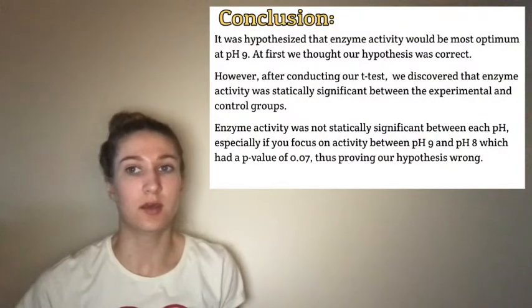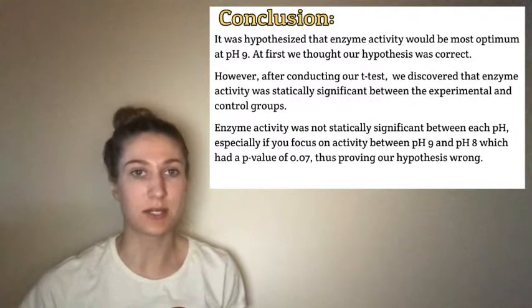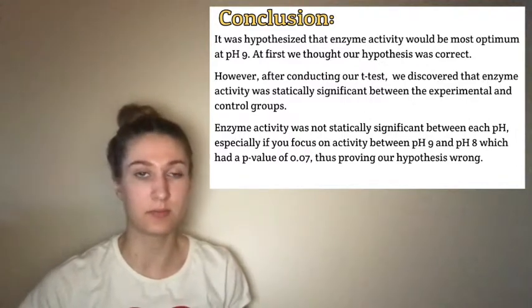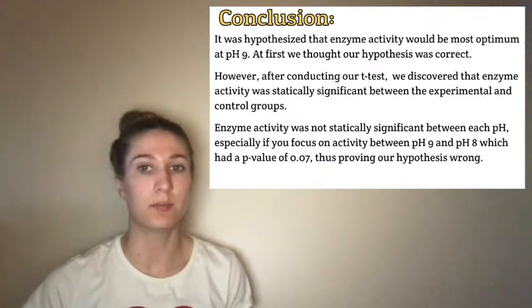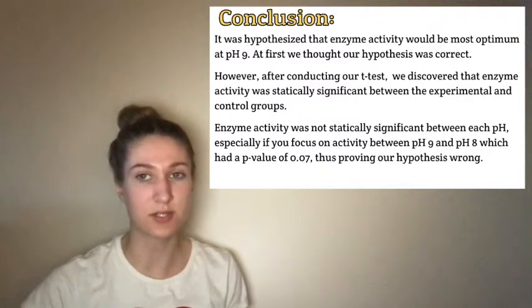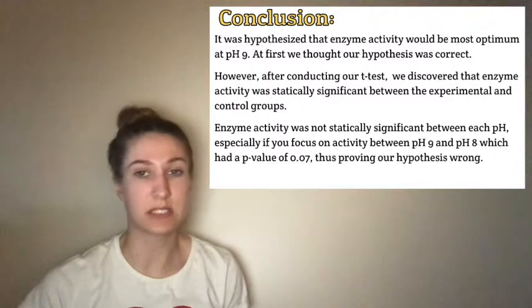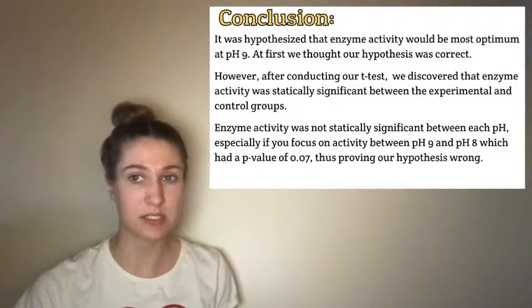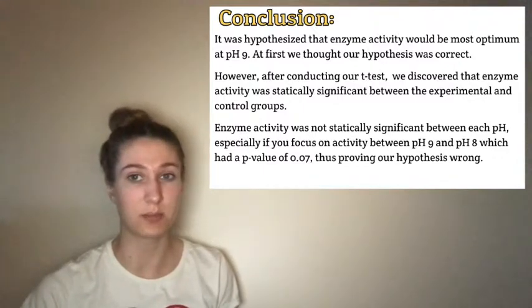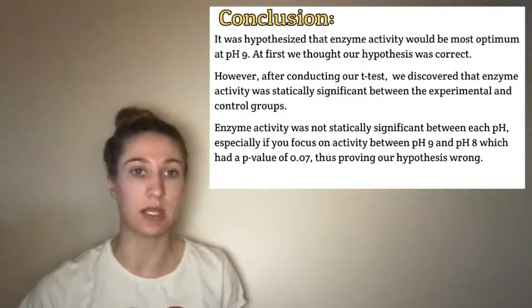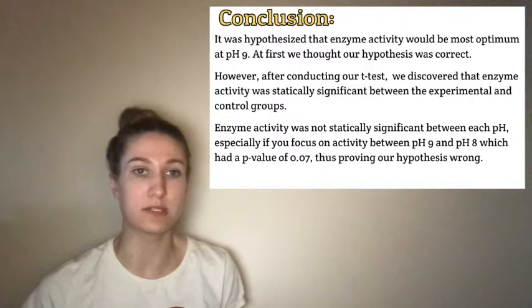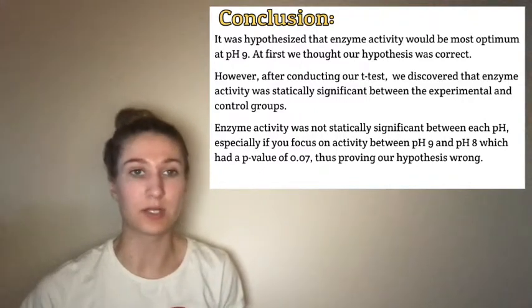So moving on to our conclusion, as I just stated, we originally hypothesized that our pH 9 would be most optimum, and at first we thought our hypothesis was correct. However, after conducting our t-test, we discovered that enzyme activity was statistically significant between the experimental and control groups, but not between comparing pH 8, 9, and 10. So there was no significance, therefore proving our hypothesis wrong.